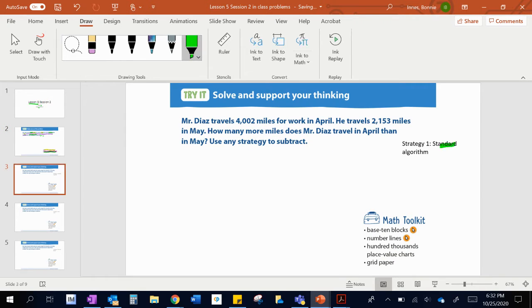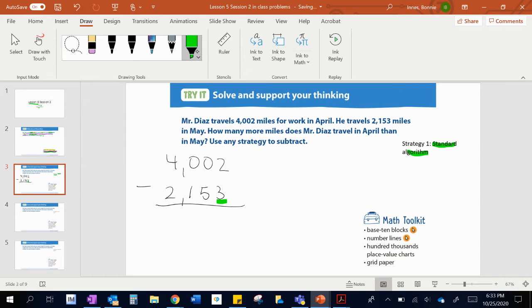All right, so I'm going to go to my first strategy. My first strategy is going to be the standard algorithm. So anytime that I'm working with subtraction, I have to make sure that I put the bigger number on top. That will help my problem work out. So I'm going to put 4,002 on the top minus 2,153.